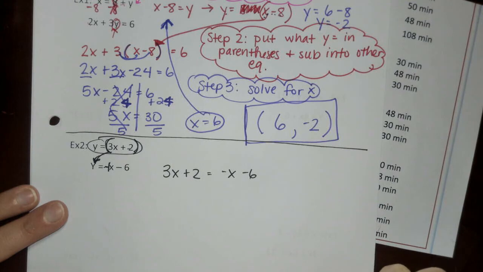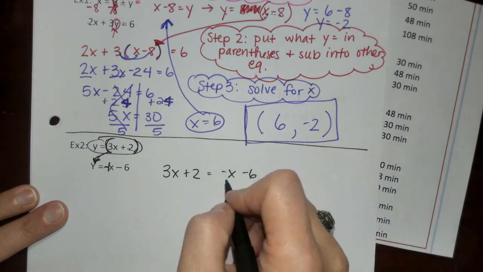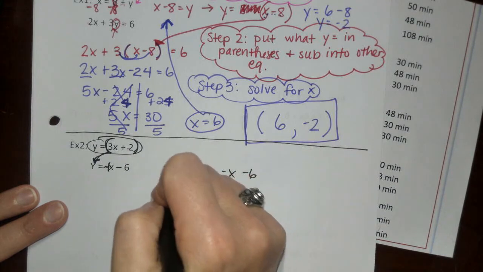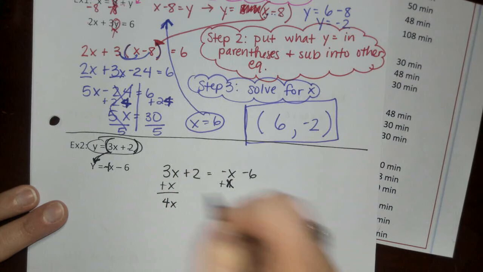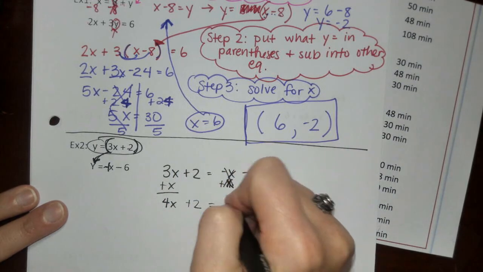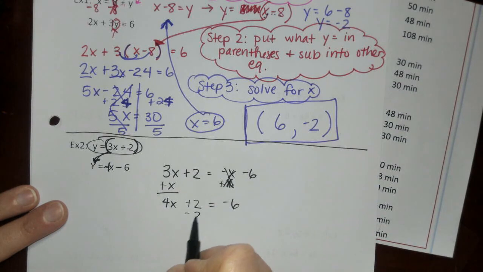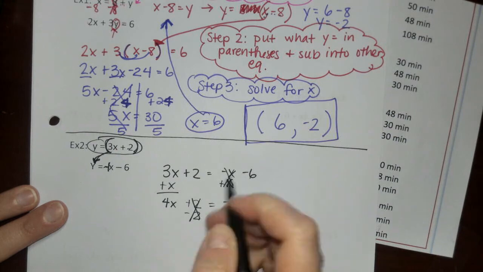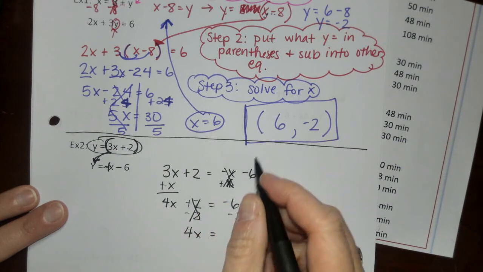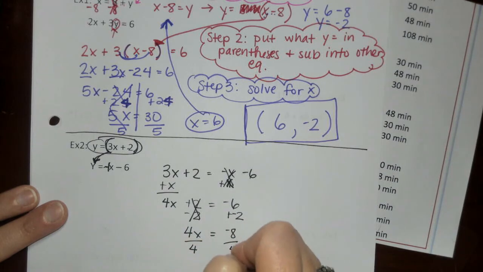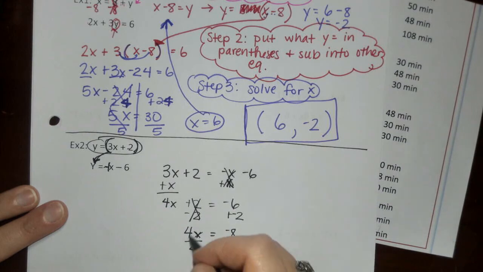And now we're going to solve for x. So I want my x to go over here. I'm going to add an x to both sides. That's going to give me 4x plus 2 equals -6. Now I just need to move this 2 over. So now 4x is -8. Divide that 4 off. I know I'm going fast, but you can slow down if you need to. And you get x equals -2.